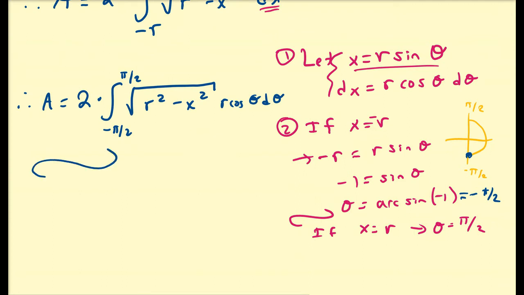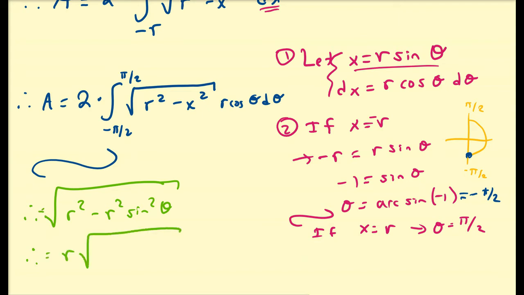So if x is equal to r sine theta, that means the square root of r squared minus x squared is going to be r squared sine squared theta. So we can factor out an r squared out of this, so that's going to be equal to r times the square root of 1 minus sine squared theta, which is going to be equal to r times the square root of cosine squared theta, which is going to be equal to r cosine theta. So this is just some scratch work here.